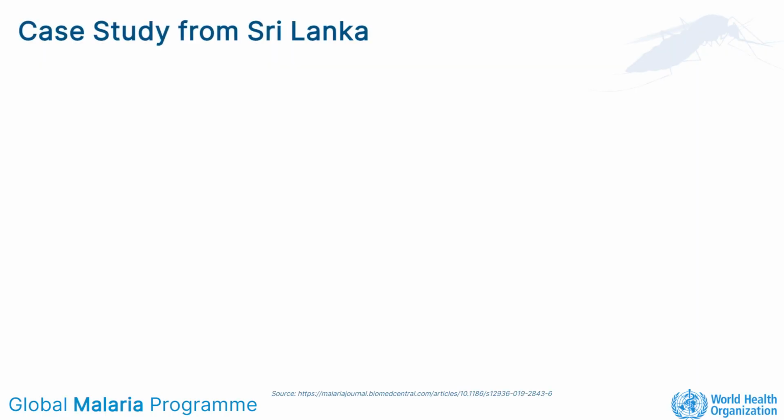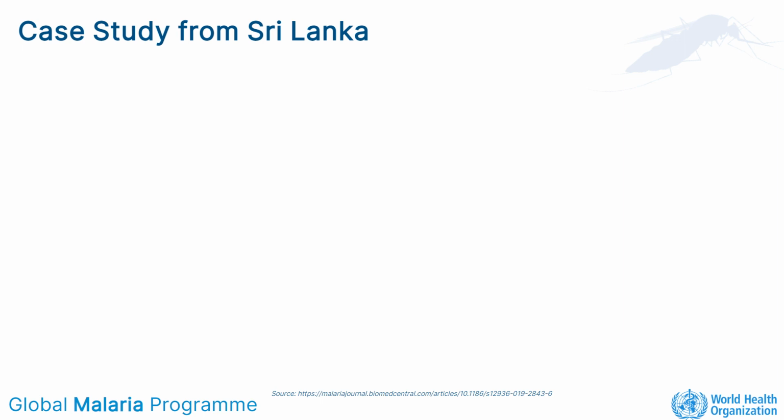To better understand how surveillance should be reoriented for prevention of reestablishment, let's consider a case study from Sri Lanka. Sri Lanka eliminated malaria in 2012. However, parts of Sri Lanka are considered highly receptive, and Sri Lanka's proximity to India means that there are often imported cases of Plasmodium vivax. Between 2013 and 2017, 278 imported malaria cases were identified.